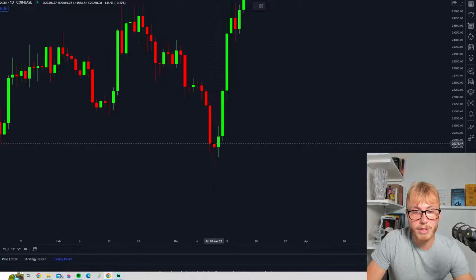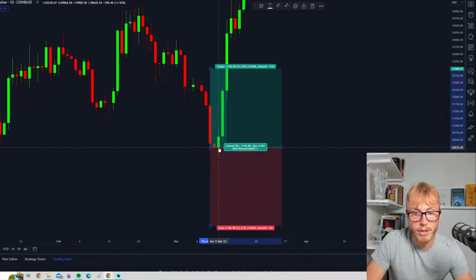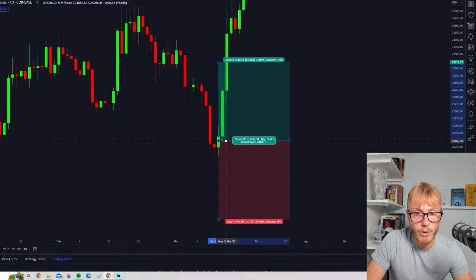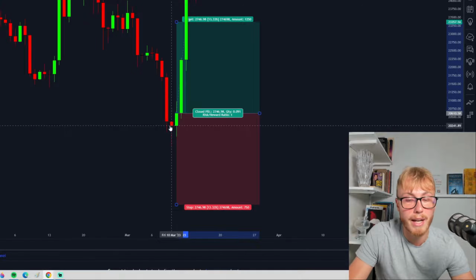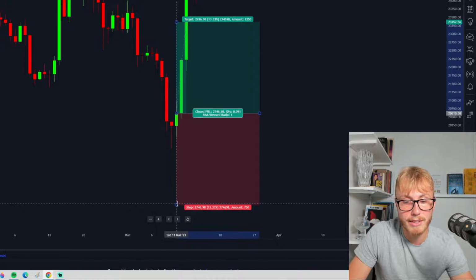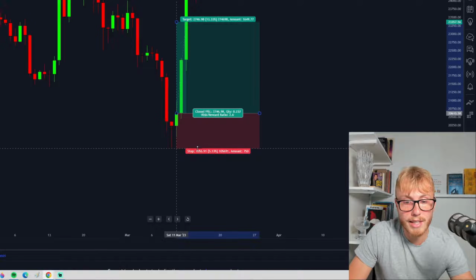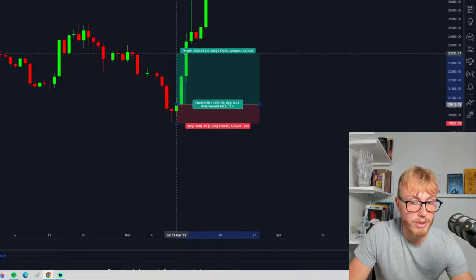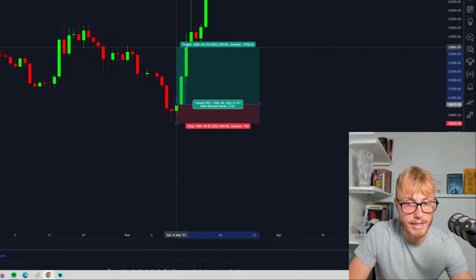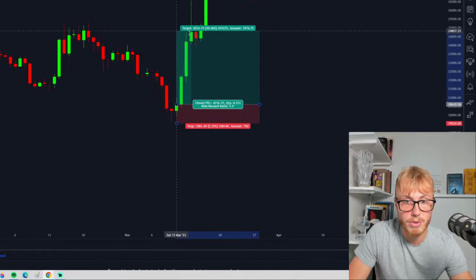The entry for this pattern is usually at the candle close of the hammer, or some traders wait for a confirmation candle. So they wait for one more bullish candle after the pattern before they enter the trade. The stop loss you usually set below the lowest point of the hammer, so just slightly below the lower wick. You set your stop loss around there, and your profit target will depend on your strategy. You can use, for example, support and resistance levels or other methods to take your target.